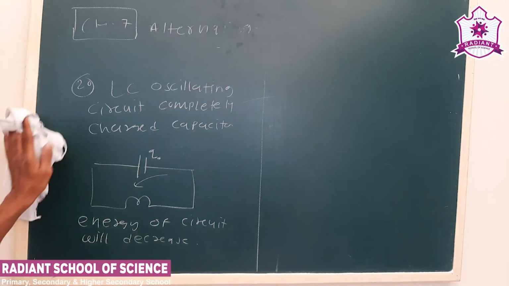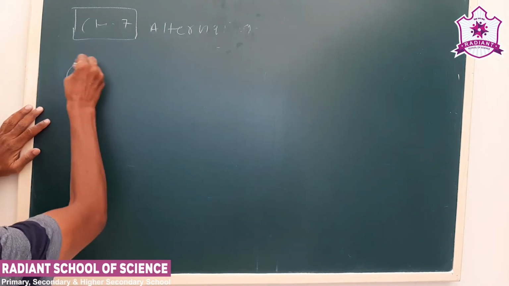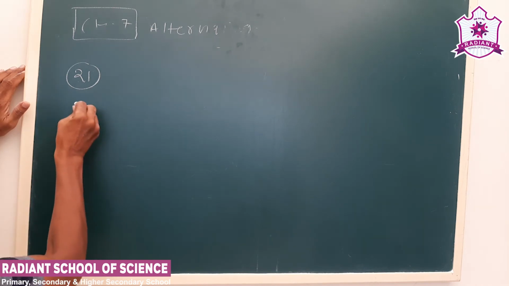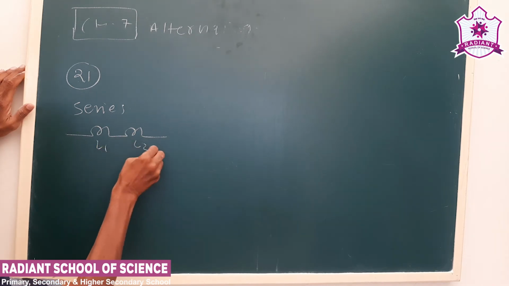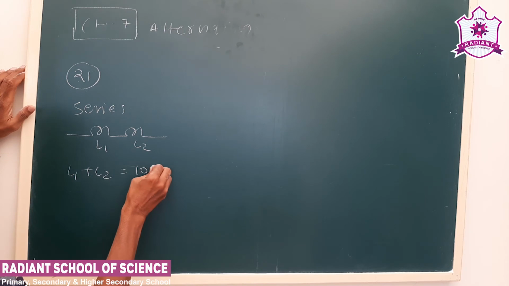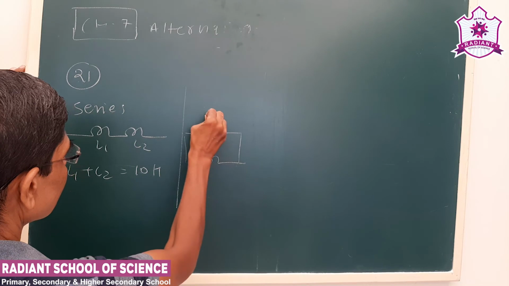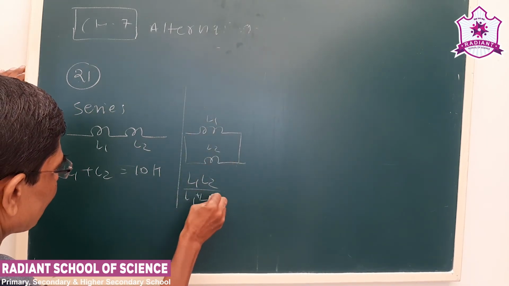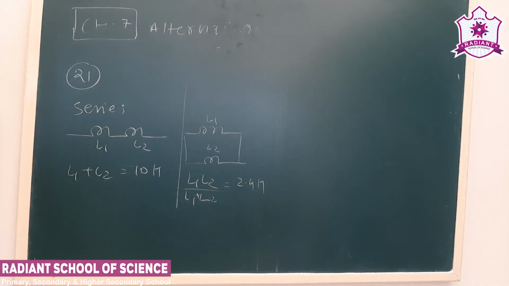Now next is MCQ number 21. Now this is an inductor. Two inductors when connected in series, L1 plus L2 is 10 Henry, and when they are connected in parallel, what is the equation for parallel? L1 L2 upon L1 plus L2 is 2.4. See what will be their individual values.